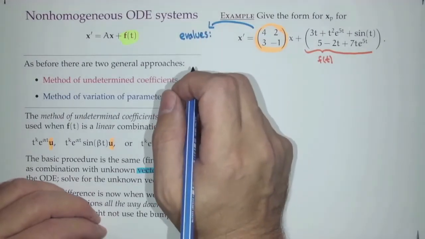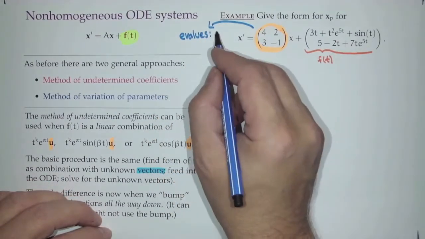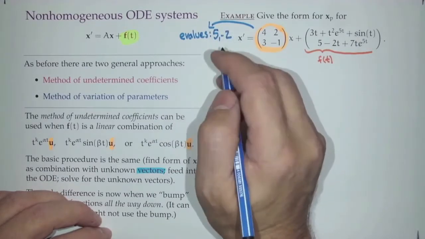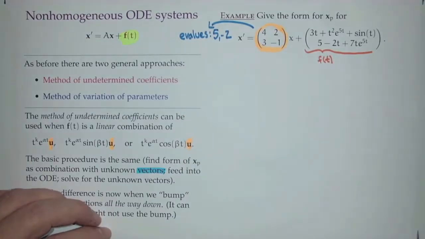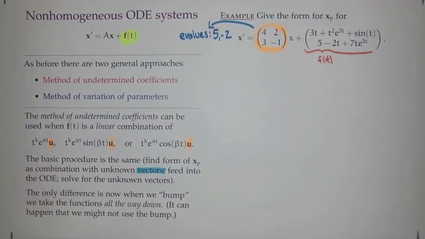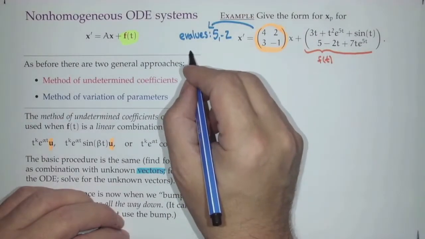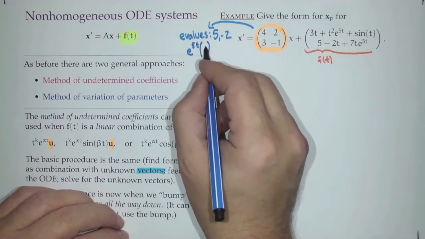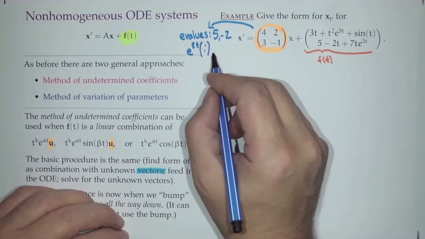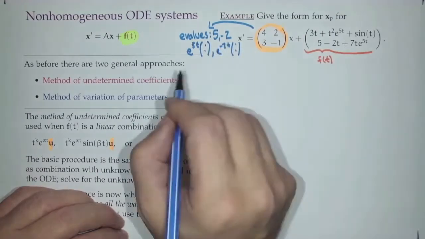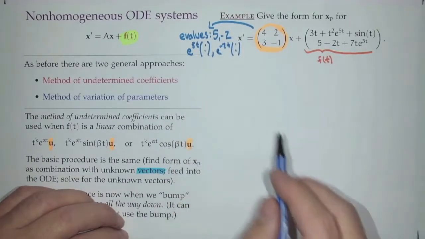5, negative 2. All right. Someone either is really good at computing eigenvalues or they know how to write things down. Both good skills to have. So the eigenvalues for this matrix are 5, negative 2, which means that we have solutions in the homogeneous part, e to the 5t times some vector. I don't worry about what the vector is right now, and e to the minus 2t times some vector. We'll come back to that in a second.